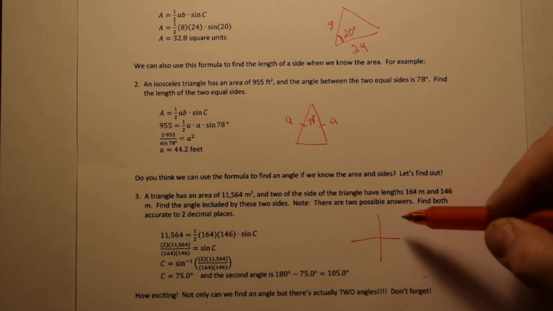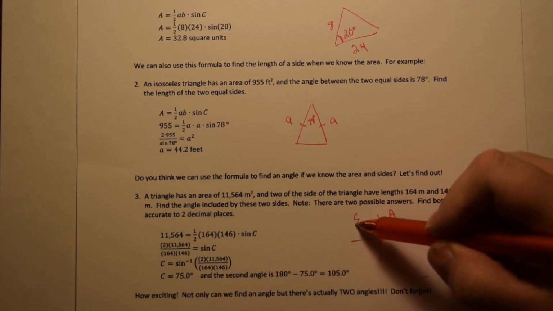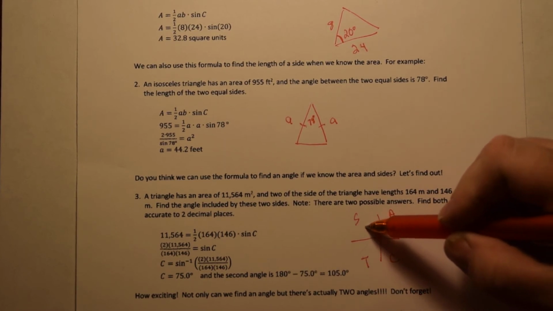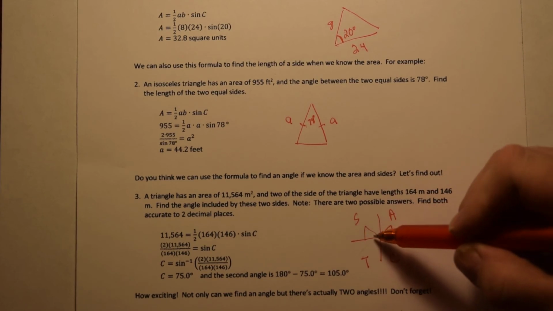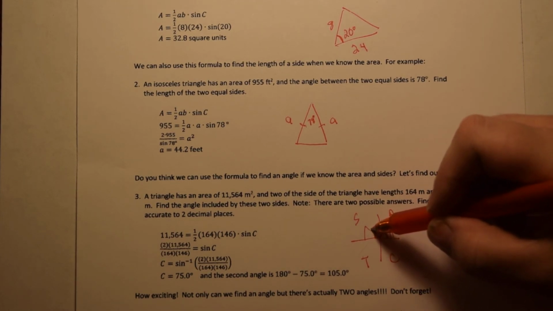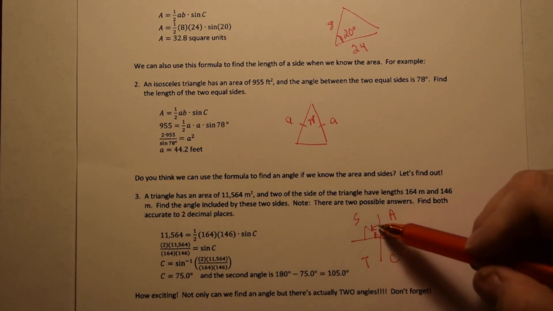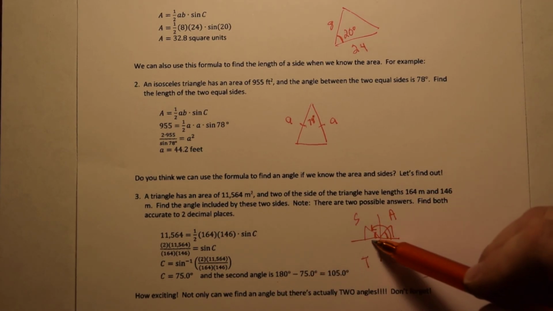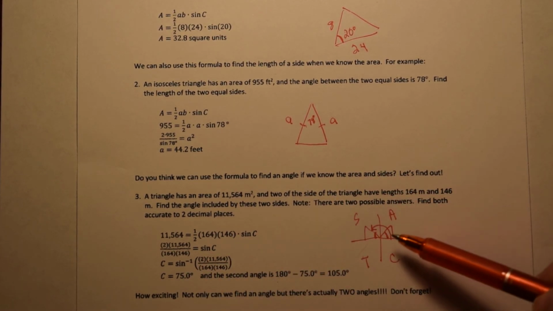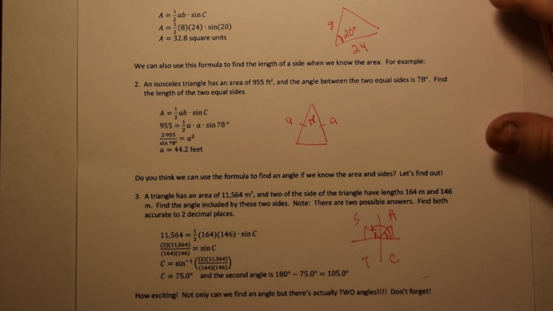Well, remember our little bow ties here. Well, if we have 75 degrees here, we're going to have 75 degrees here, but this is the angle that we care about. So that would be 180 degrees minus the 75 degrees is 105 degrees. So how exciting! Not only can we find an angle, but there's actually 2 angles. So don't forget, when we're taking the inverse sine, we could have those 2 angles.